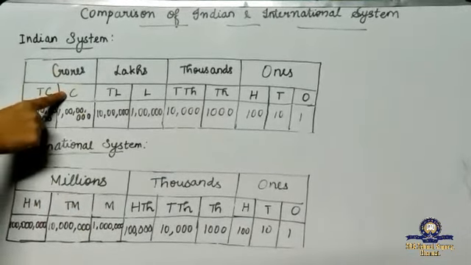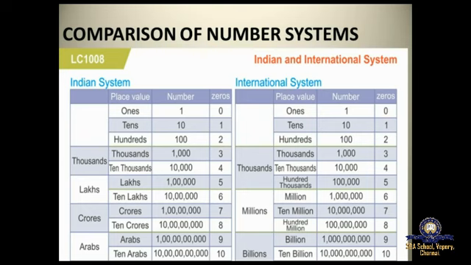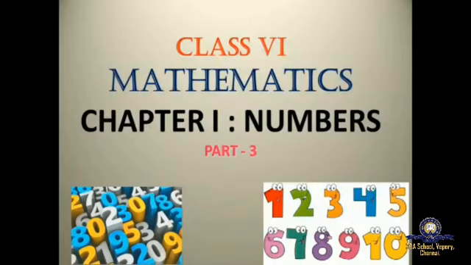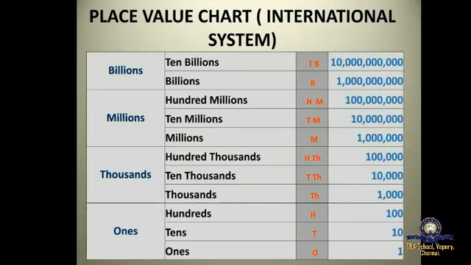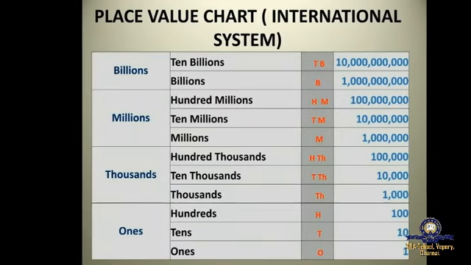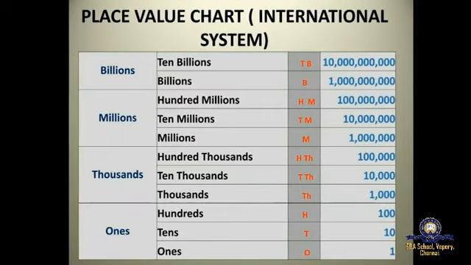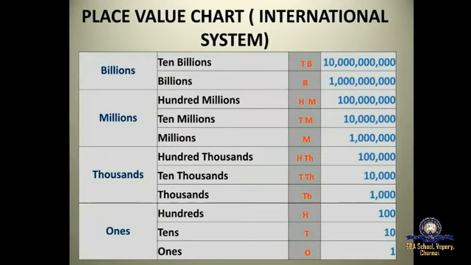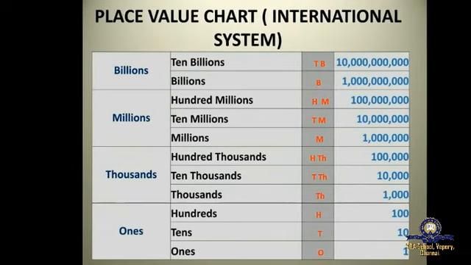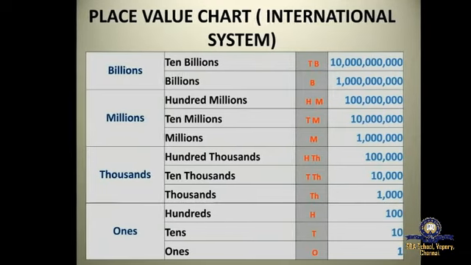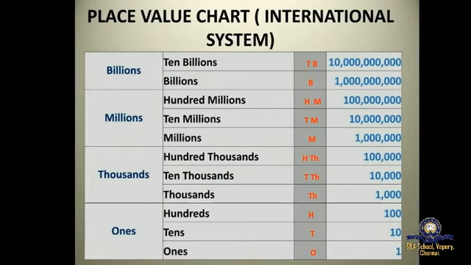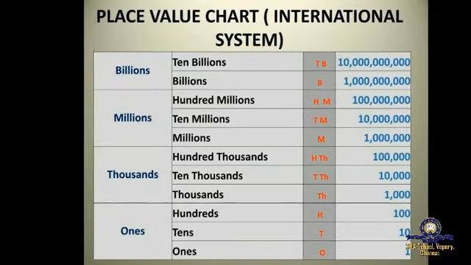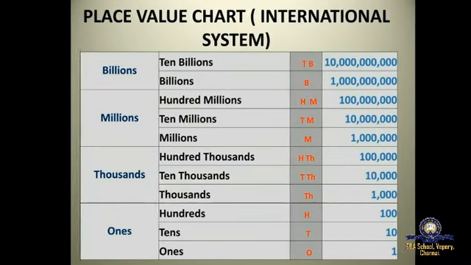So that's it for today's class, students. Now let us just have a small recap of what we have learned in today's class. First, we looked into the place value chart of international system. So what are the 4 periods of the international system place value chart? It's the ones, thousands, millions, and the billions. So could you all name the place values of the international system place value chart? Yes, it's ones, tens, hundreds, thousands, 10,000s, 100,000s, millions, 10 millions, 100 millions, billions, and 10 billions.